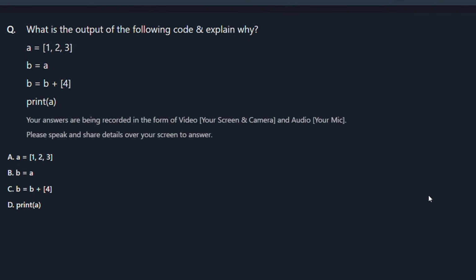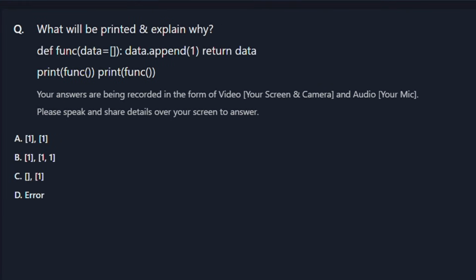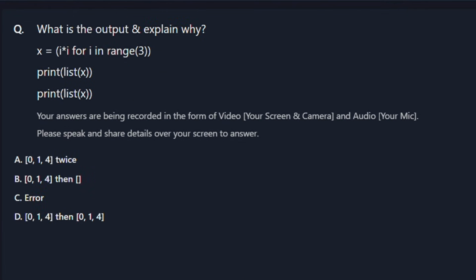Now moving to the third question. The third question will be a similar one. What will be printed and explain why? A small function will be shown, and you need to explain what it prints and why. In the following questions, you will again be given short code snippets and asked to explain their output. Options will be provided, and you have to choose the correct one and explain your reasoning verbally.